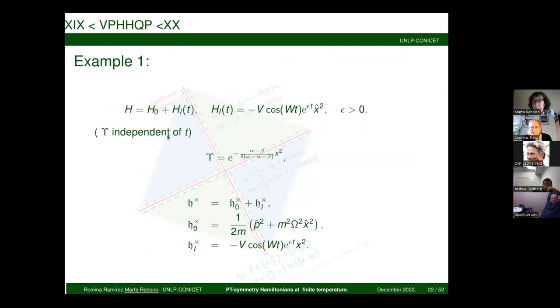And now let us take the first example. Let us assume that the perturbative interaction is given by a periodic potential with this exponential form where epsilon is greater than zero, so that as t tends to minus infinity, it goes to zero, that is, we switch on adiabatically the interaction. And as we have chosen that the interaction depends on x squared, the Dyson map is independent of t. So it is the same that we have before. So we end up with this Hamiltonian.